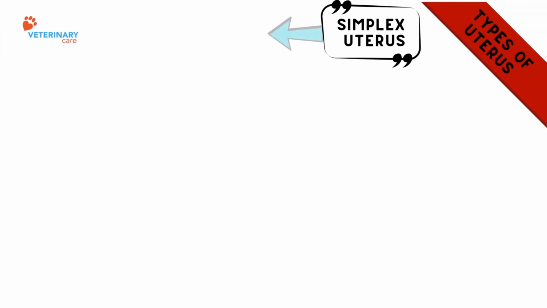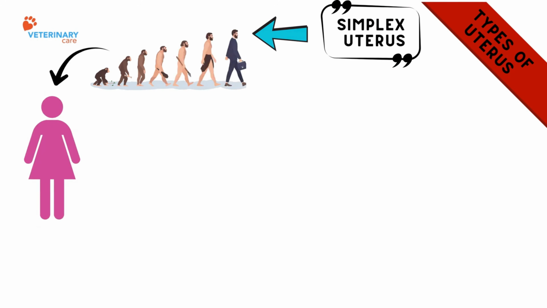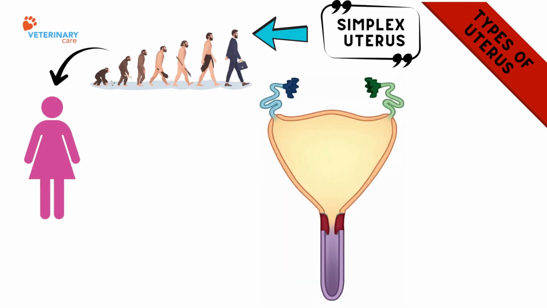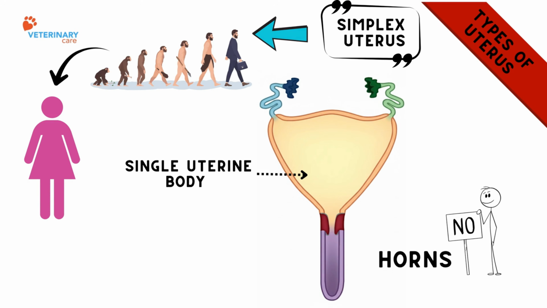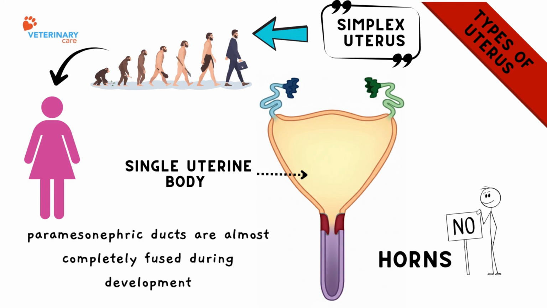The third type is the simplex uterus, which is found in primates, including humans. This uterus has a single uterine body and no horns, as the paramesonephric ducts are almost completely fused during development.